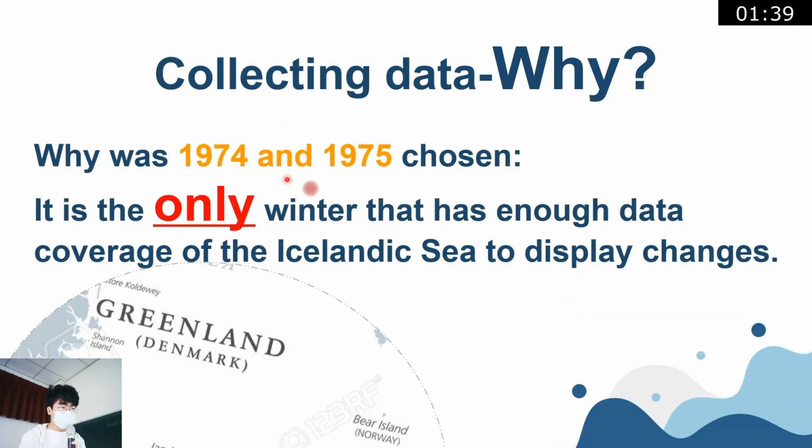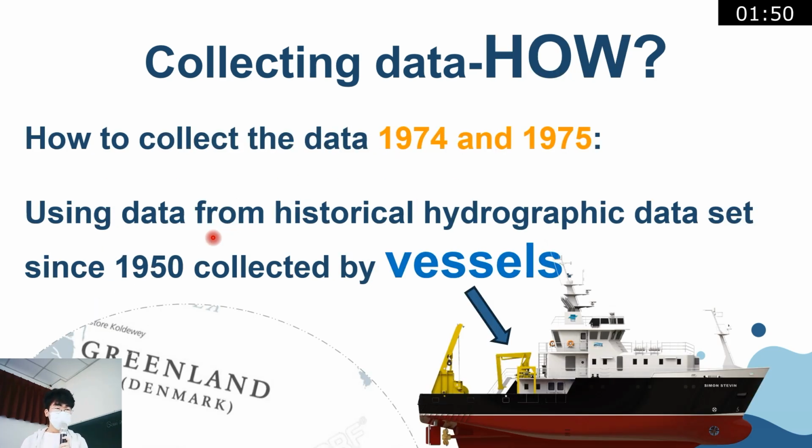And why were 1974 and 1975 chosen? Because it is the only winter that has enough data coverage of the Iceland Sea to display changes. And how do we collect the data from 1974 and 1975? We use the historical hydrographic data sets since 1950, and they were collected by vessels.